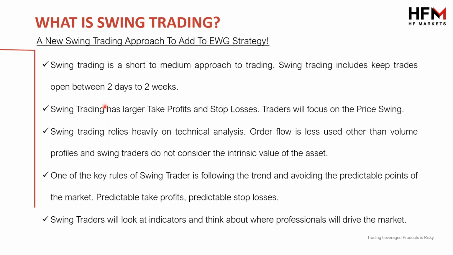Now, moving on to point number 4, one of the key rules of swing trading is following the trend and avoiding predictable points of the market: predictable take profits, predictable stop losses, and predictable pending orders. The large players within the markets, whether banks, institutions, hedge funds, fund managers, or trading floors, know all those predictable areas.